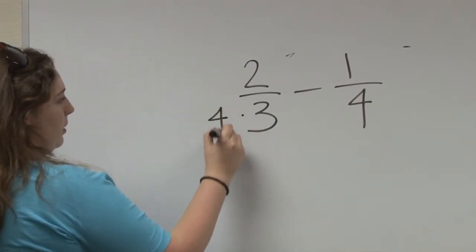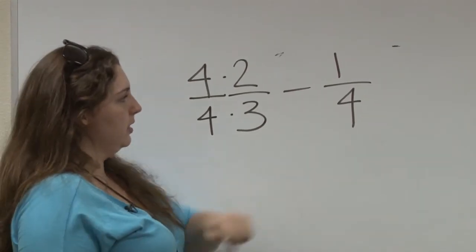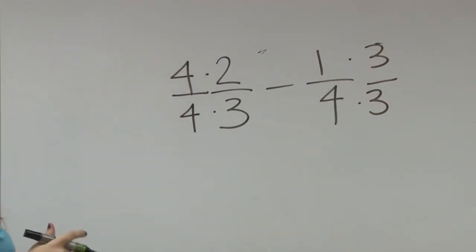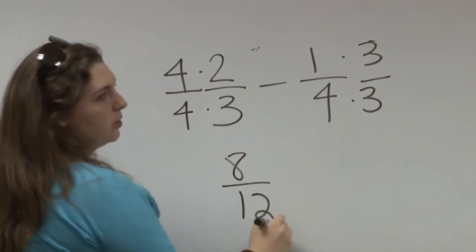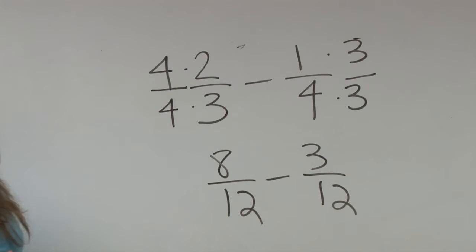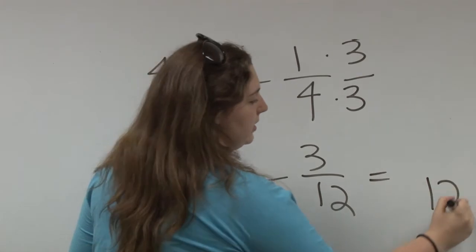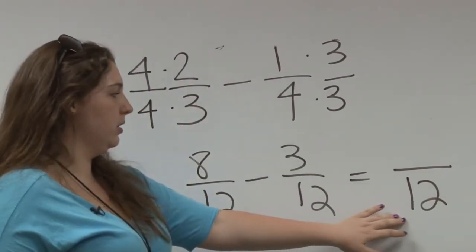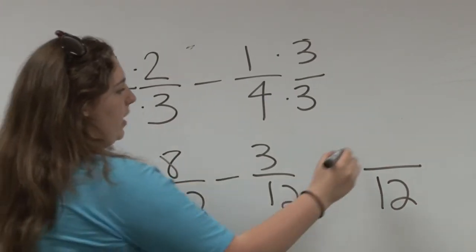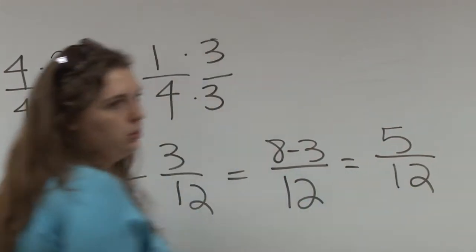So we'll multiply this denominator by 4, as well as the top. And we'll multiply this denominator by 3, as well as the top. And our new fractions will be 8 over 12 minus 3 over 12. Now, the same rules apply for subtraction that they do for addition, where the denominator will stay the same because we're still talking about the same number of parts. But now we're taking these 8 parts that we had and we're subtracting 3 of them away, leaving us with 5 of these 12 parts.